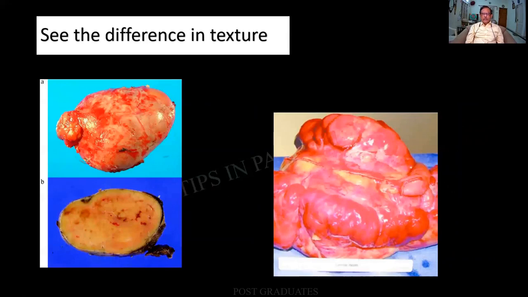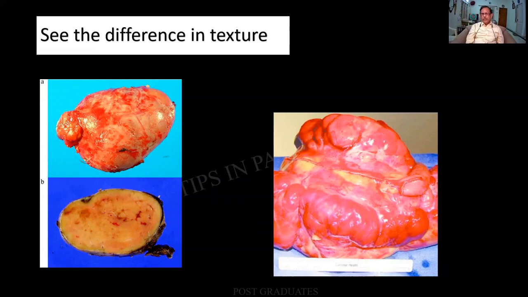There are a couple of specimens on the screen. I would like you to appreciate the difference. So this is a solid tissue or organ. Going by the shape of it, I can say it is an ovary, or better still, a lymph node. The cut surface is also solid, yellowish, and there are areas of hemorrhage. That is why even a lymph node should be dissected. But this is supposed to be a retroperitoneal malignant tumor, a sarcoma.